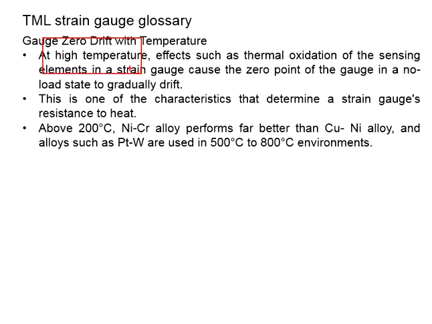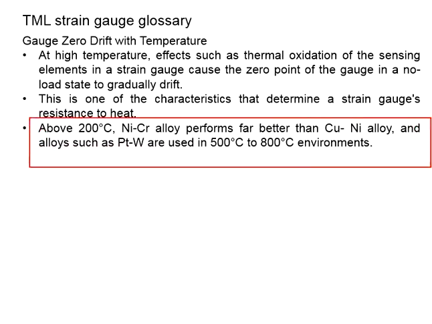Now under high temperature, if thermal oxidation takes place on the sensitive element, that means the wire or the foil of the strain gauge, this is going to influence the reading. Even though the strain gauge is not subjected to any load, because of this thermal oxidation, there will be readings, and this is known as the zero drift of the strain gauge. And this phenomenon is one of the characteristics that determine a strain gauge's resistance to heat.